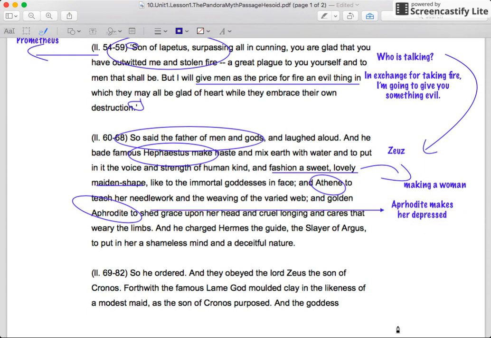Then he charged Hermes the guide, the slayer of Argus. So there's another one of those epithets, right? We've got Hermes here, and we've got him called the slayer of Argus here, right? To put in her shameless mind a deceitful nature, right? So Hermes makes her deceitful. That is not nice.